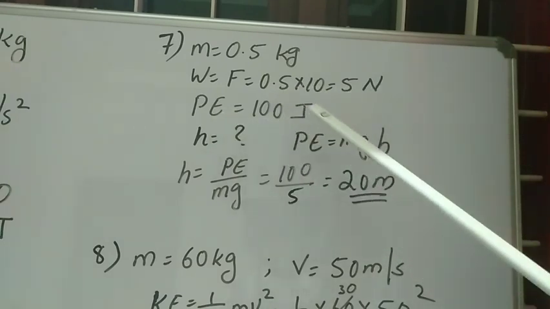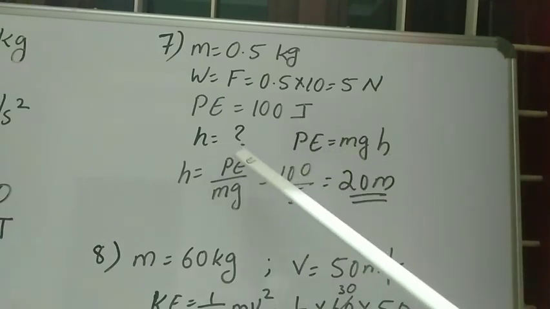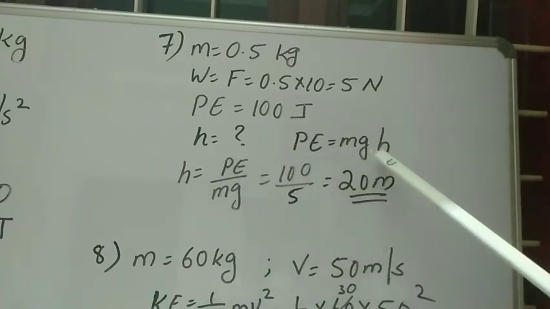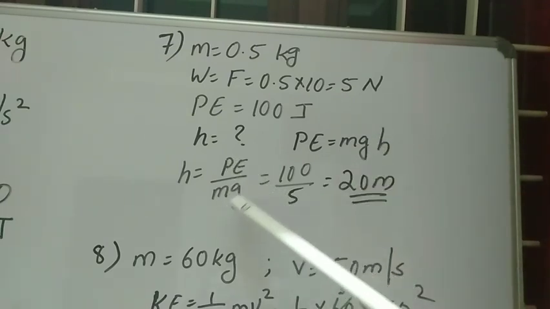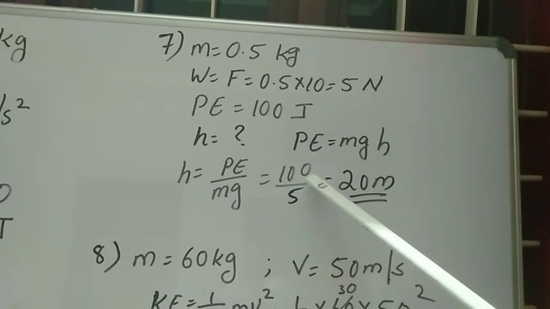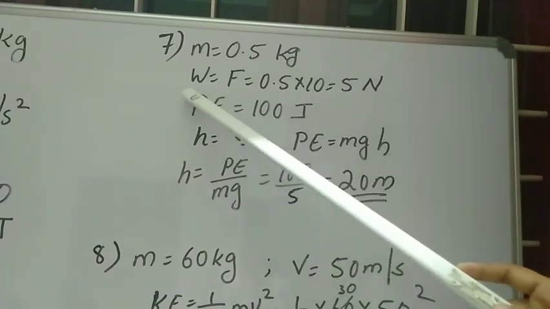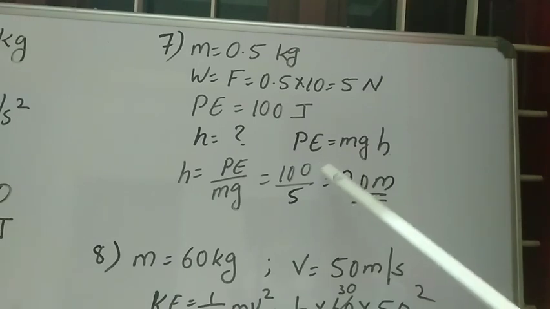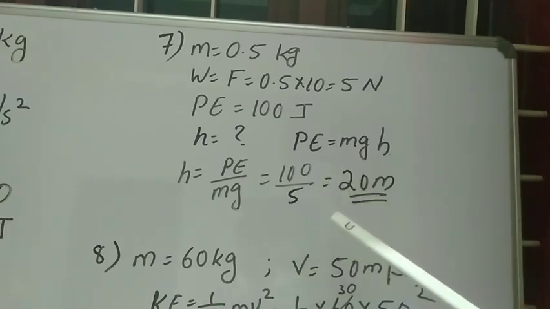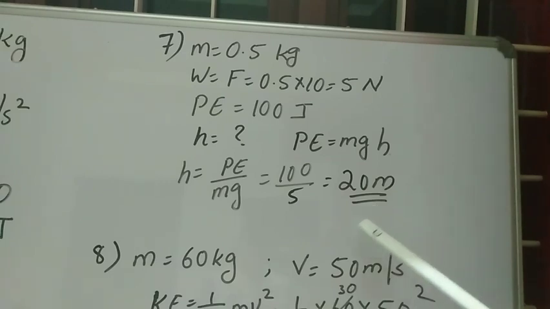Potential energy, or change in potential energy, is given as 100 joule. Find height. So P is equal to mgh. From here, how will you calculate h? h is equal to PE by mg. Potential energy is given 100 and mg, mass into gravity, that is weight. As I told in question number 6, W means mg. It is 5. So 100 divided by 5. We got the height of the tower as 20 meter.